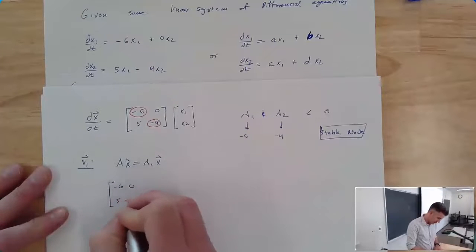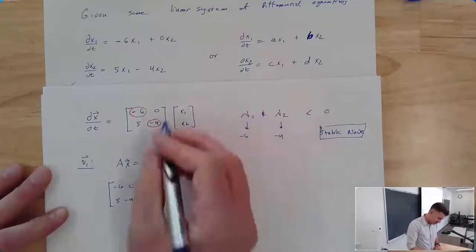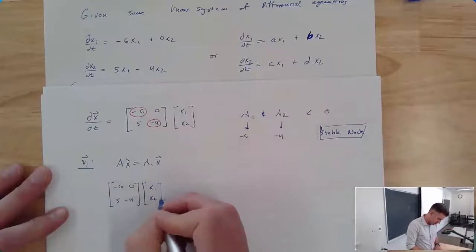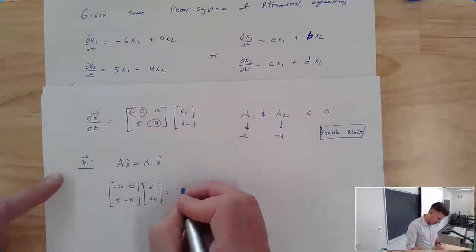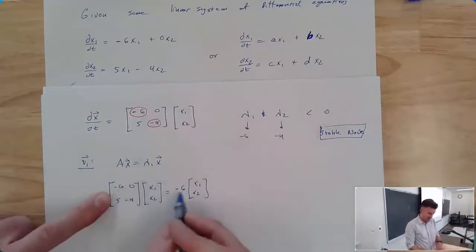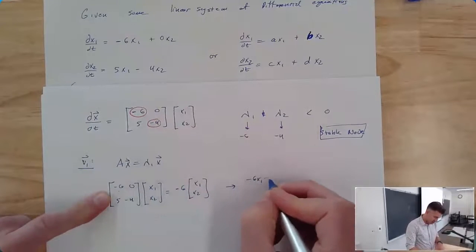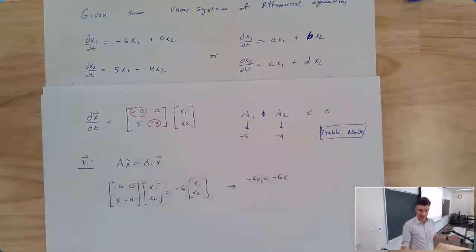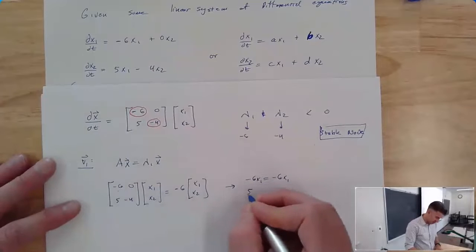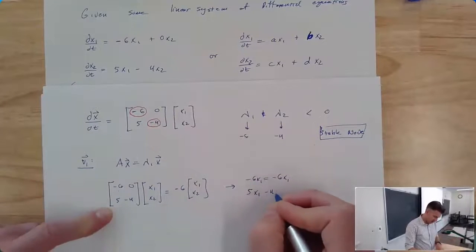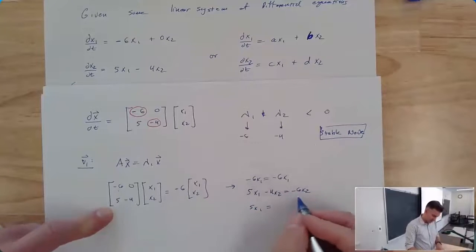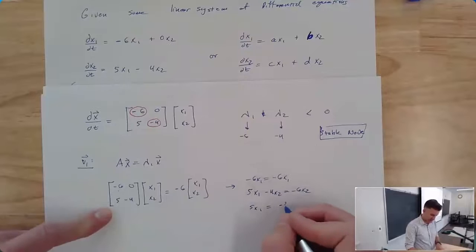-6, 0, 5, -4 times the vector that we're trying to find is equal to lambda 1, which is -6, times the vector that we're trying to find. And this one, we're going to get -6x1 equals -6x1, which isn't helpful, right? That doesn't tell us anything. It just tells us that x1 could be really anything. So then using the second equation, 5x1 minus 4x2 equals -6x2. So 5x1 equals -6 plus 4, which is -2x2.